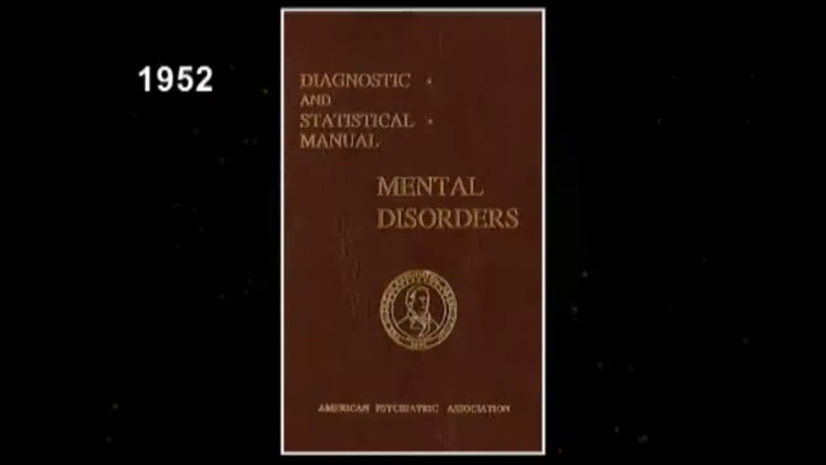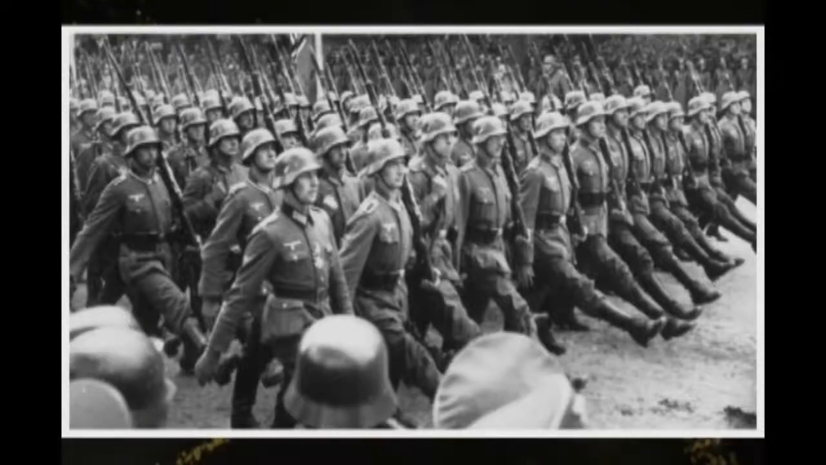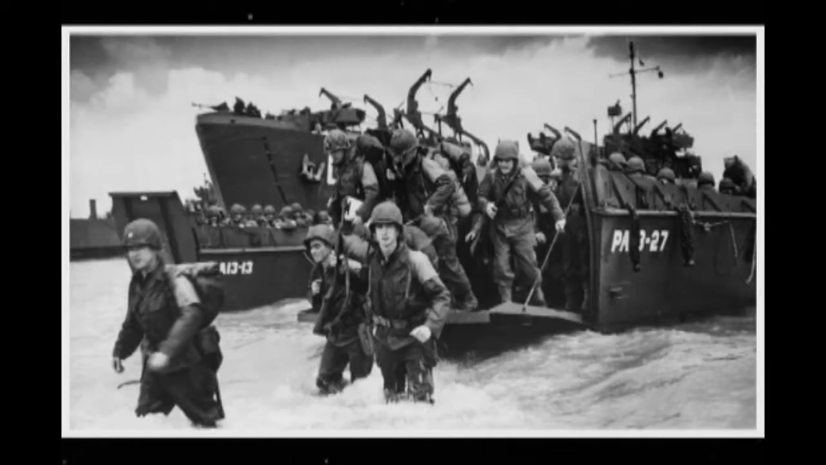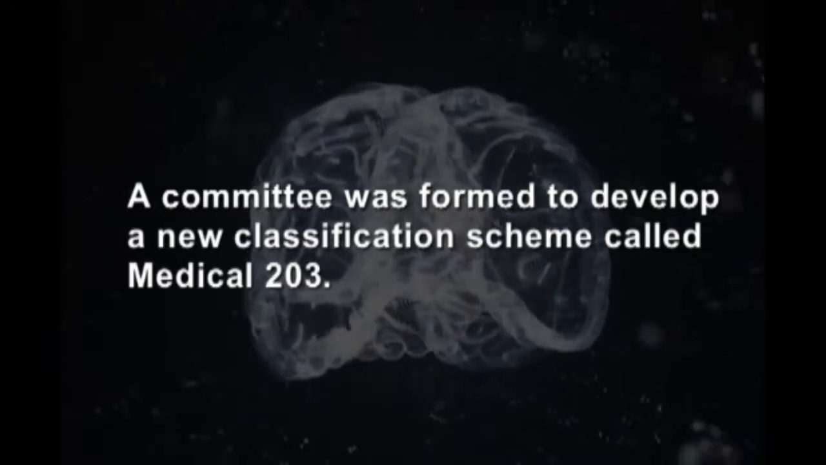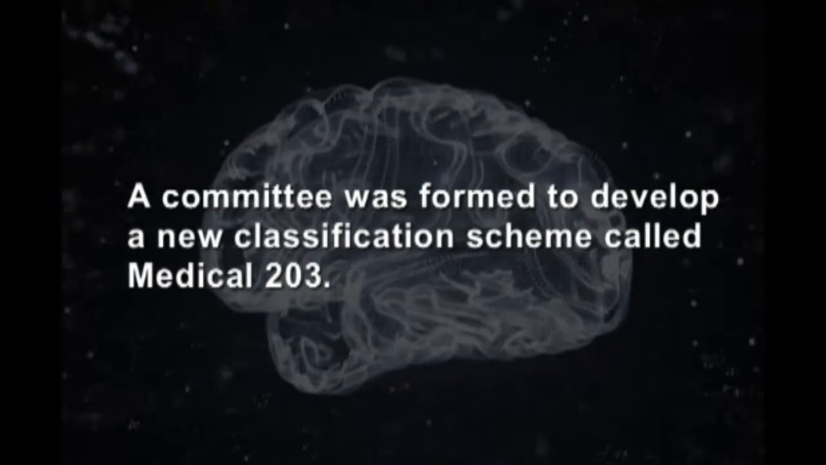Let us first go into the history of the development of DSM and its several versions. Starting off with DSM-1, way back in 1952 it was proposed. World War II saw the large scale involvement of US psychiatrists in the selection, processing, assessment and treatment of soldiers. This moved the focus away from mental institutions and traditional clinical perspectives over to normals. A committee was formed to develop a new classification scheme which was called Medical 203.